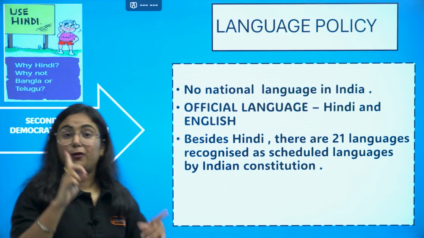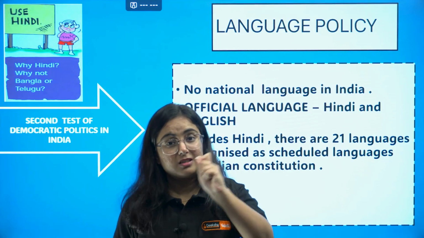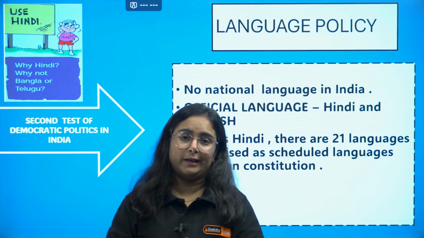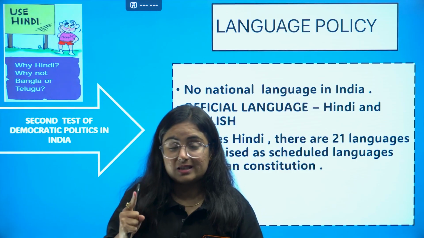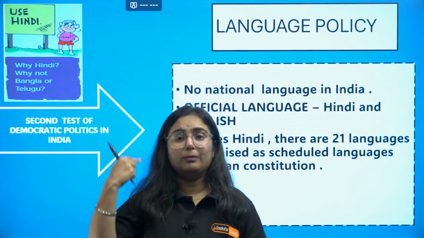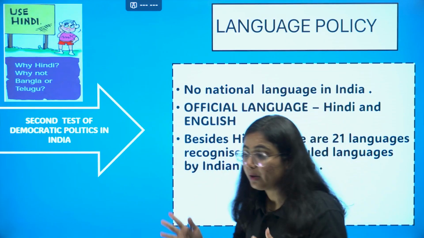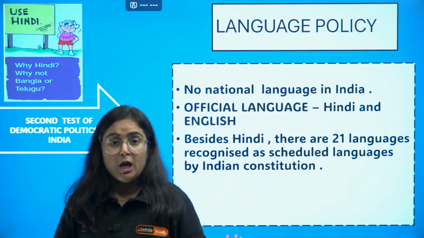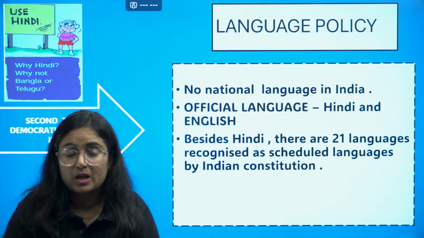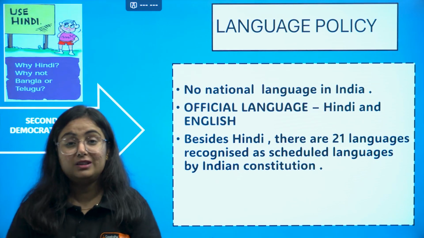So this was the first state. Sometimes the question comes up: what was the first test in front of our leaders for democratic India? What was the first test, to form the linguistic states? Now the second test in front of them was language policy. This was a major problem, because according to the census of 2011, there are more than 1300 languages spoken in India.